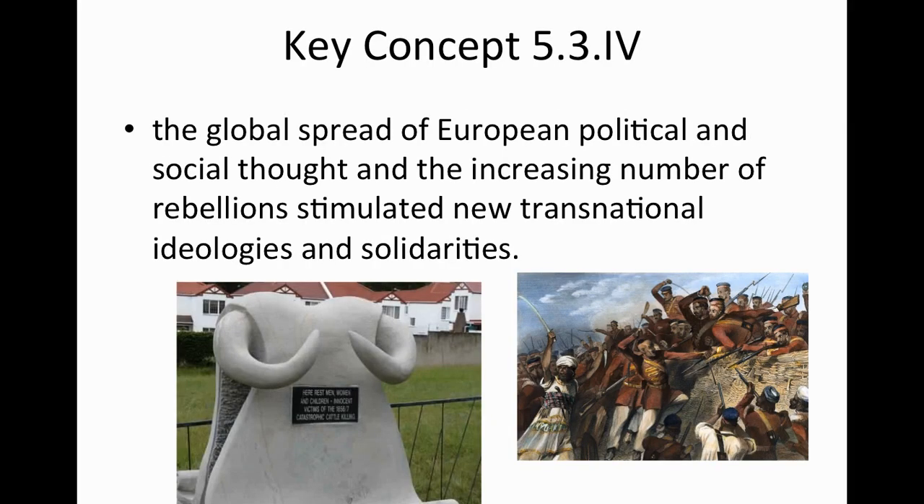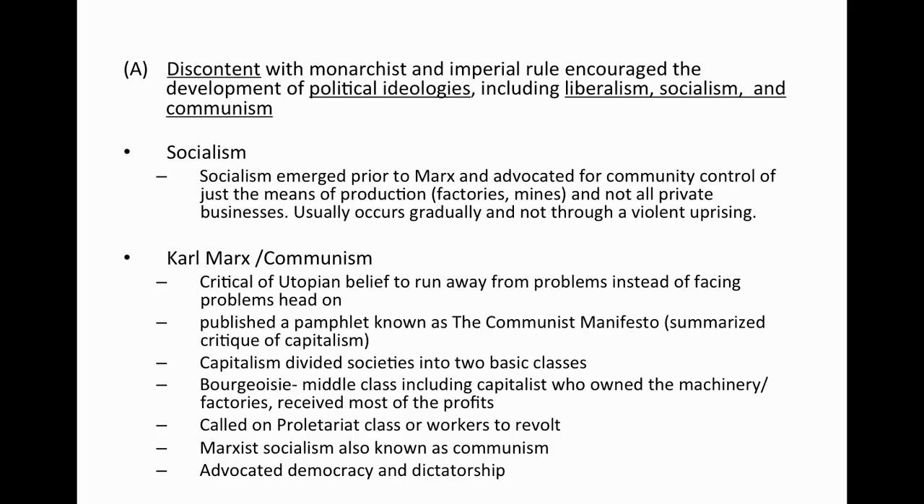Key concept 5.3.4 states the global spread of European political and social thought and the increasing number of rebellions stimulated new transnational ideologies and solidarities. So you want to be able to summarize some of the new ideologies of those isms, right? So discontent with monarchist and imperial rule encouraged the development of political ideologies, including liberalism, socialism, and communism. Again, those terms are directly referenced, so you need to understand them.